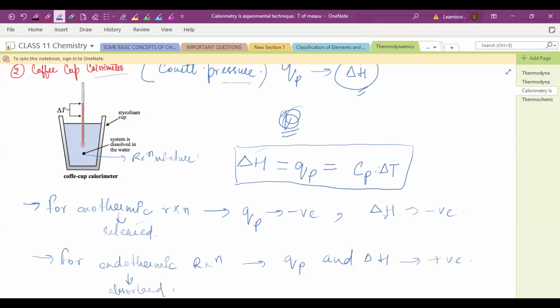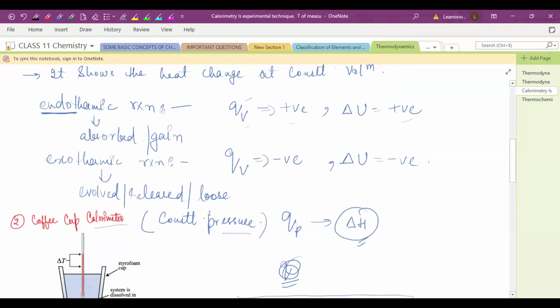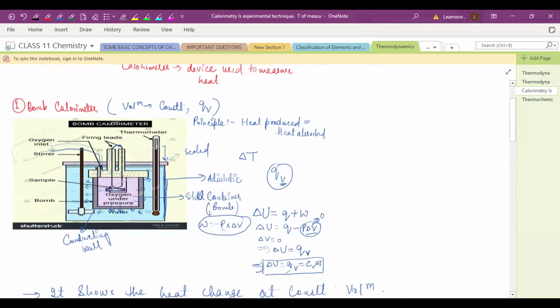Clear, Neha and Sanidhi? Yes. Okay, so these two things are important.